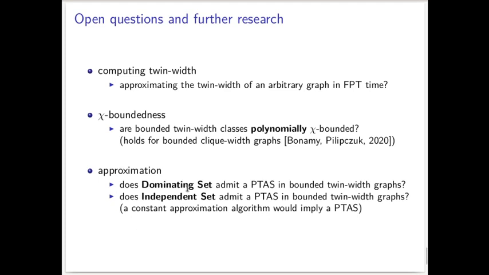And the last one is about approximation algorithms in bounded twin-width graphs. We proved that dominating set has a constant approximation. Does it admit a PTAS? And even a constant approximation whose ratio does not depend on the twin-width is actually open. And finally, any constant approximation for independent set is also open. We note that such an approximation algorithm would imply a PTAS by a classical gap amplification argument.